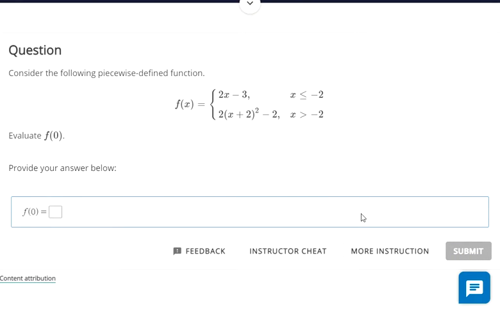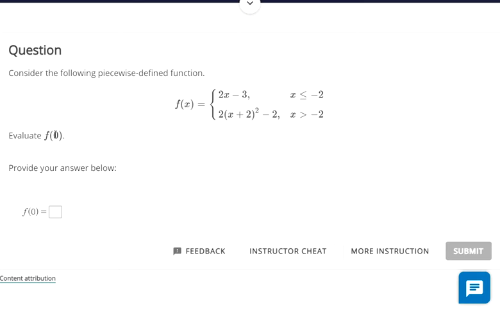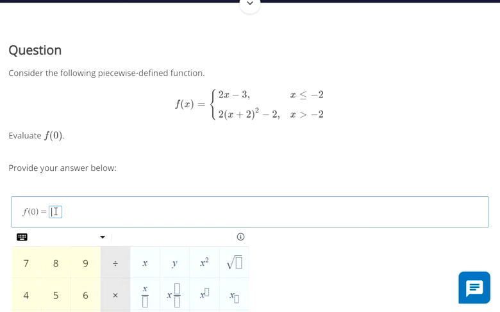This one asks us to do some work. f of 0. That just means plug in 0 for x. And you either plug it in up here or up here. The way you decide is you find out where x equals 0 fits. x is greater than -2. That is where it's this bottom one. And if you plug in 0 for x, 0 plus 2 is 2. 2 squared is 4. 4 times 2 is 8. 8 minus 2 makes 6.